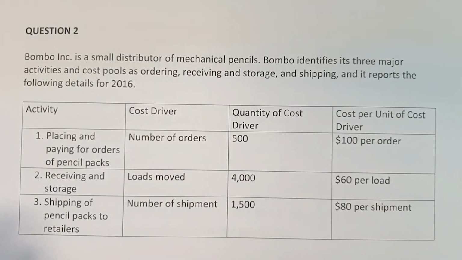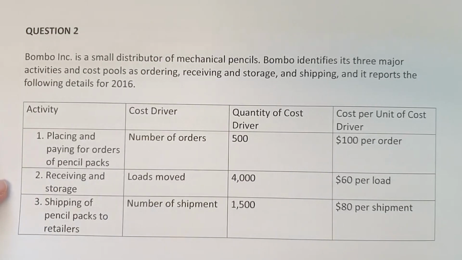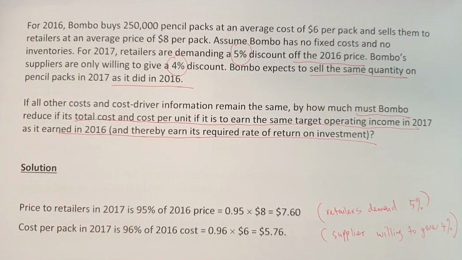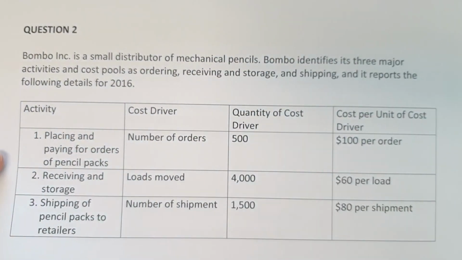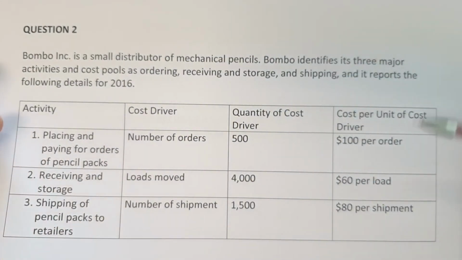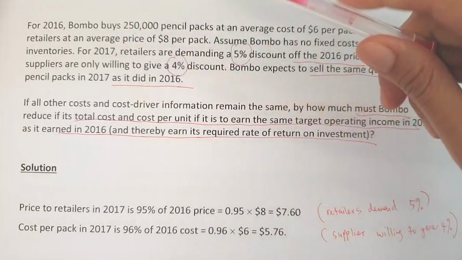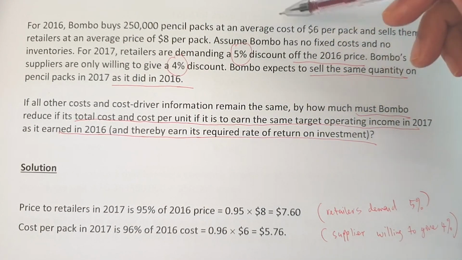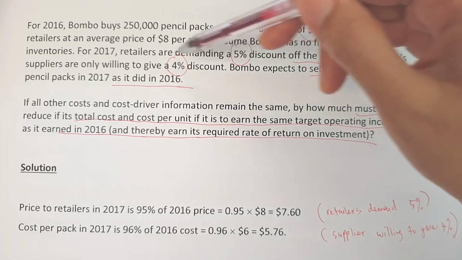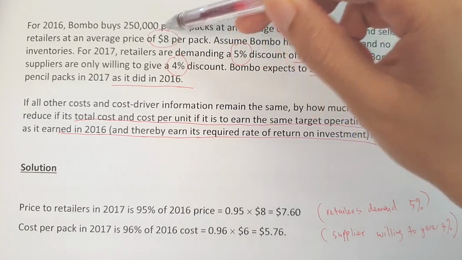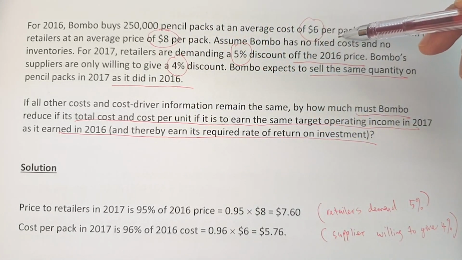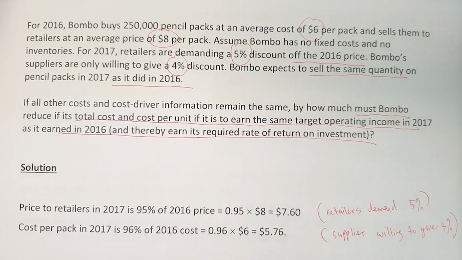Alright, now we look at question 2. Question 2 is basically similar to question 1, but there is some other information provided in question 2. So this is actually the same thing as what I read to you before in question 1. Now we look at what is actually different in this question 2. For 2016, Bombo buys 250,000 pencil packs at an average cost of 6 per pack and sells them to retailers at an average price of 8 per pack. Assume Bombo has no fixed costs and no inventories.